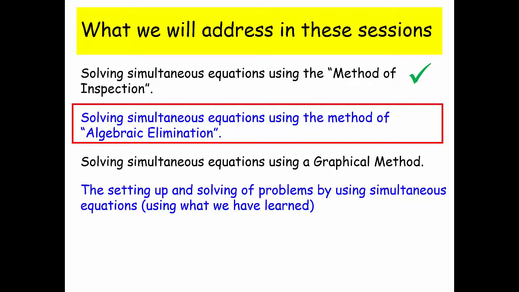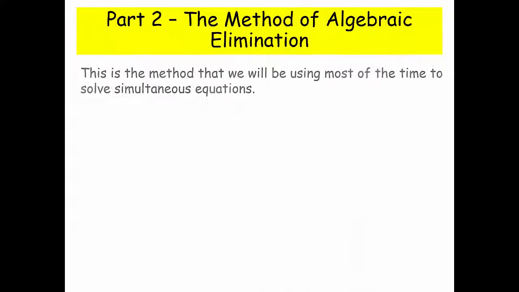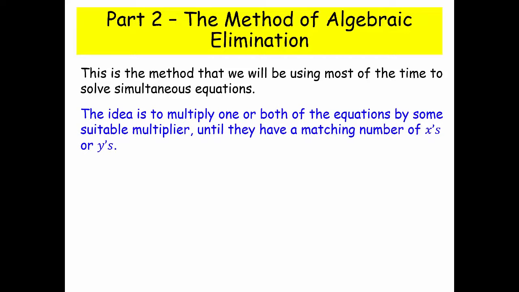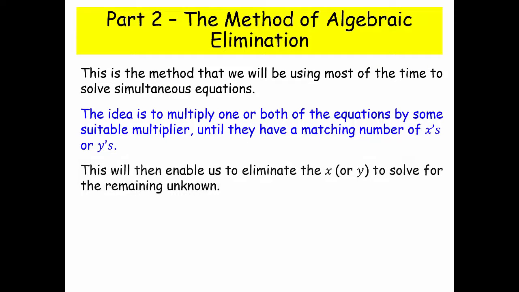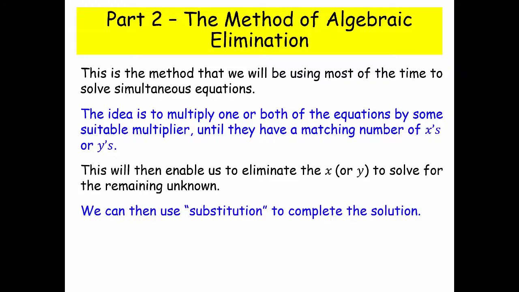But before we do that, let's remind ourselves something about algebraic elimination. This is the method we'll use most of the time to solve simultaneous equations. The idea is to multiply one or both of the equations we have by some suitable multiplier until we have matching numbers of x's or y's. Then we'll eliminate the x or the y to solve for the remaining unknown. We can use substitution to complete the solution.